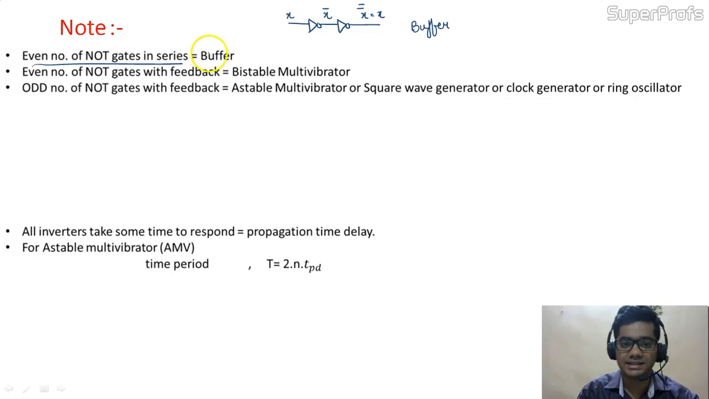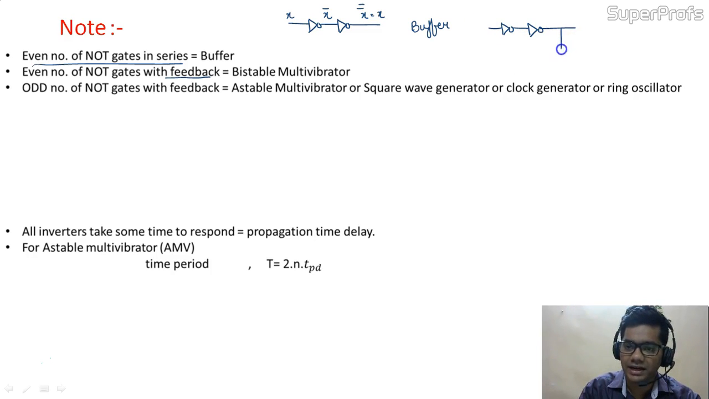Now the second point is: even number of NOT gates with feedback would work as a bistable multivibrator. Now we are going to see how it would work. Consider two NOT gates. Now we are connecting it through a feedback. So if we are giving input x, this would be x bar and this would be x double bar. So this was the general input.